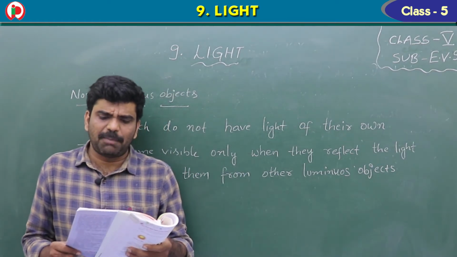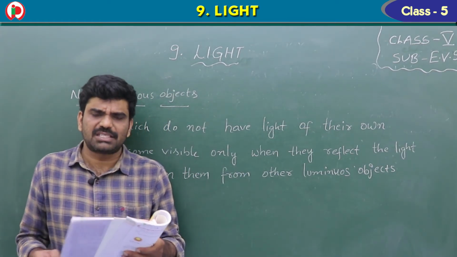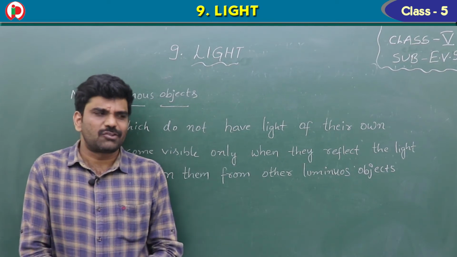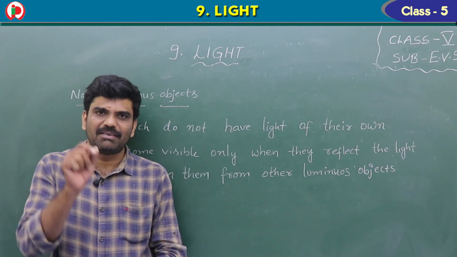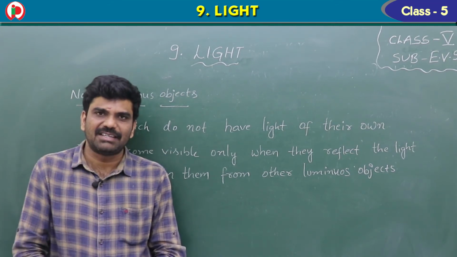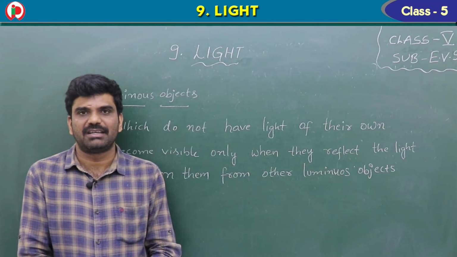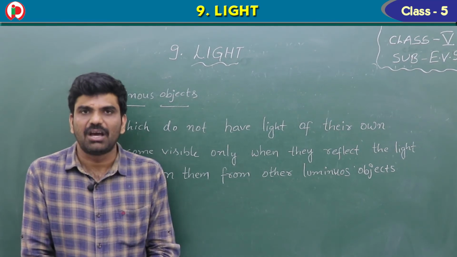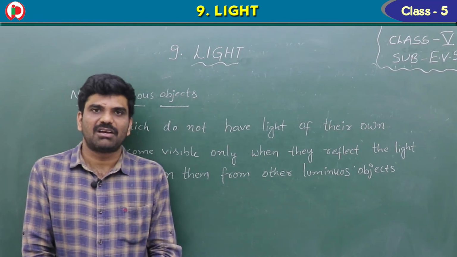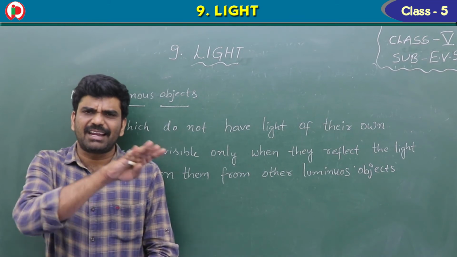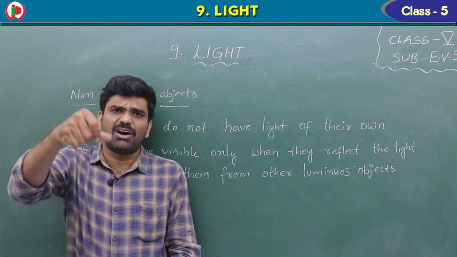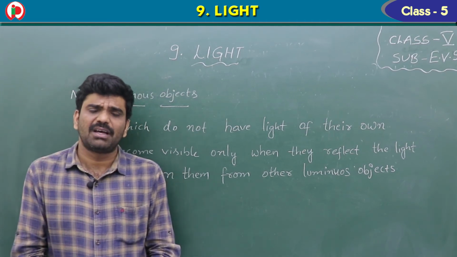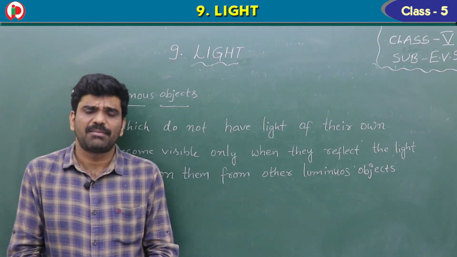All the planets and their moons in our solar system are illuminated objects. Many of you will think that the moon emits light. No, the moon cannot emit light. It is an illuminated object. All the planets are also illuminated. That means they cannot produce light of their own. They simply reflect or bounce back the light from other sources.